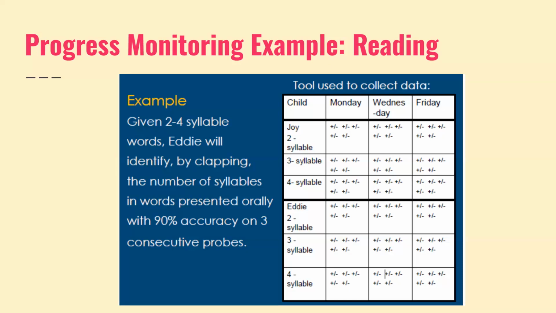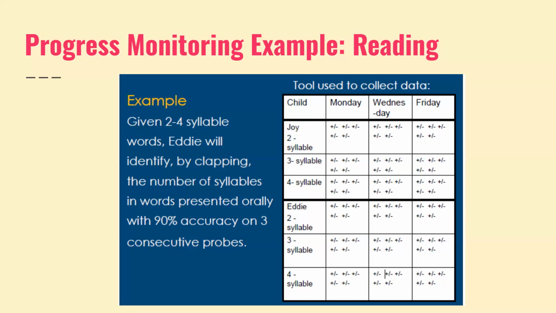So Eddie is being monitored on his ability to identify syllables in words. As you can see, the form is designed to be both effective and efficient. Several days worth of data can be collected on the same form, and both Eddie and another classmate's data can be collected on the same form. Also, the form collects data on 3 different syllable types. So overall, this is a very easy way to collect reading data for 2 students on 3 days, and it shows 3 different skills for each student.